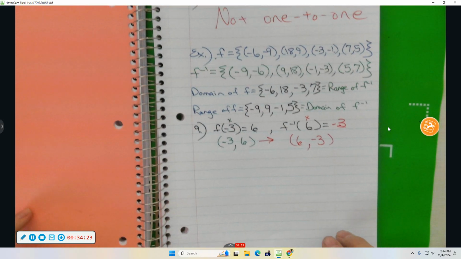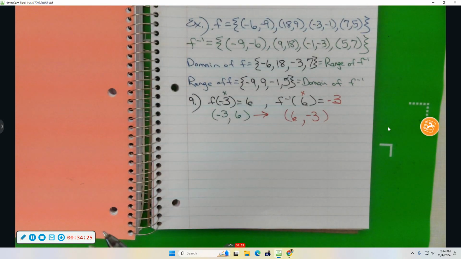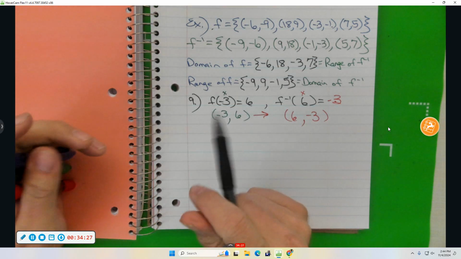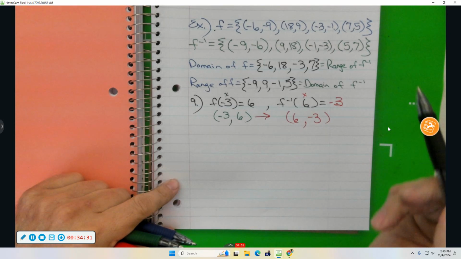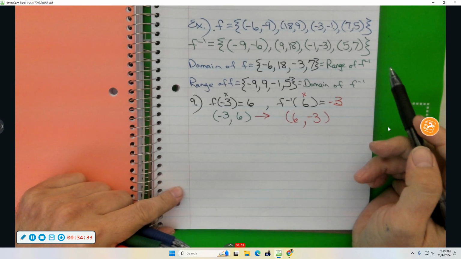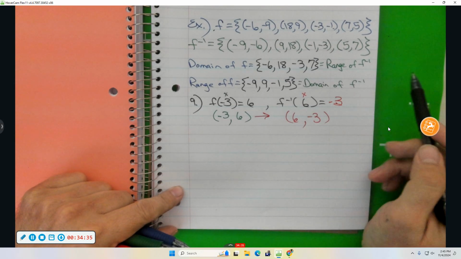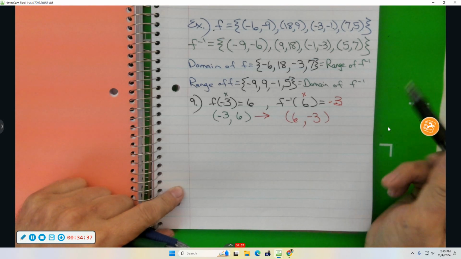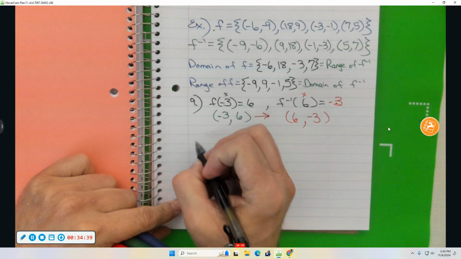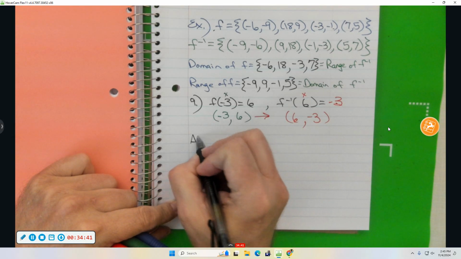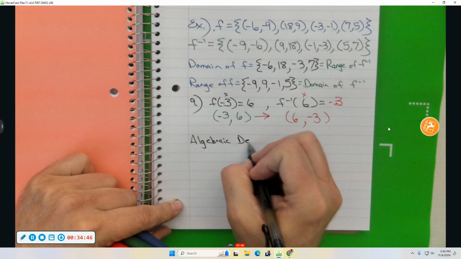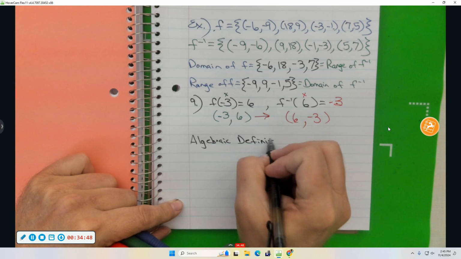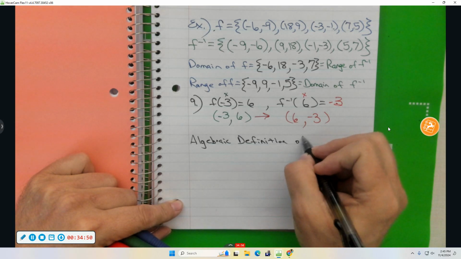I'm going to formally define inverse. Keep in mind, we know intuitively what an inverse is. It reverses all of the ordered pairs. The x's become y's and the y's become x's. But here's an algebraic definition of inverse.